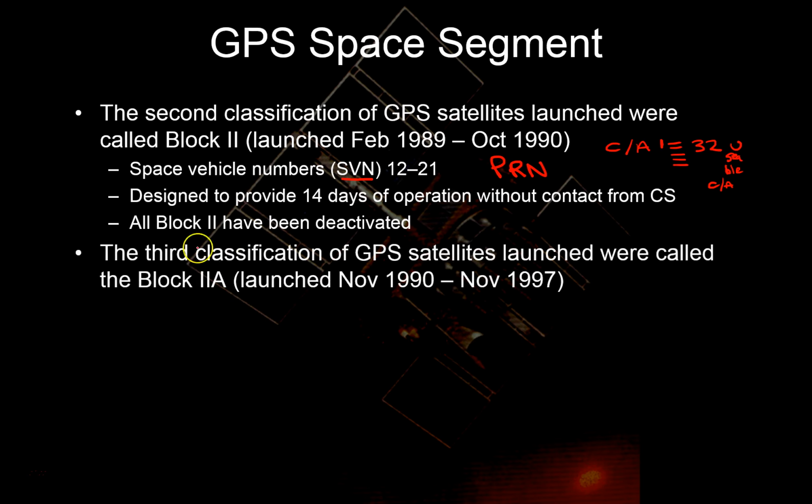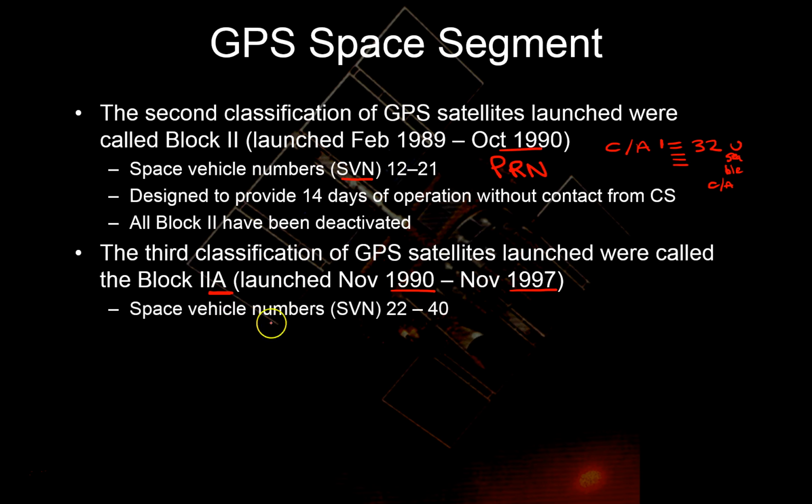Okay, so the third classifier was not Block 3. That's what we're progressing to here, coming up in the hopefully not too distant future. But we're still in the Block 2 era, but now we have these additional identifiers. And the next additional identifier was this Block 2A satellite. Block 2A satellites were launched between 1990 and 1997. So again, technology evolved since, say, the early 90s to 1997.